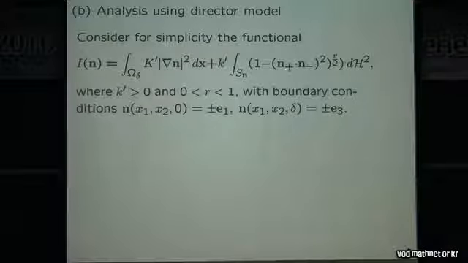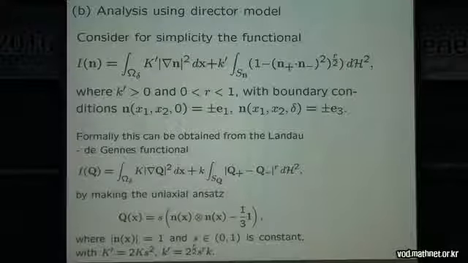So you see, this will be 0 if n plus is plus or minus n minus, which is what you want. R is less than 1. I want to minimize this subject to n being plus or minus E1 on the bottom and plus or minus E3 on the top. So you formally can get that from this Landau-de Gennes functional, subject to this uniaxial constraint. I'm going to express things in terms of Q, but you've got to remember that it's secretly really just n and the gradient of n, because we're using this constraint.